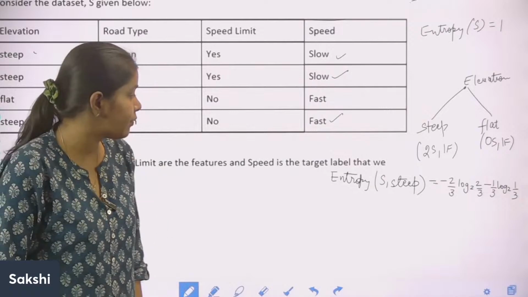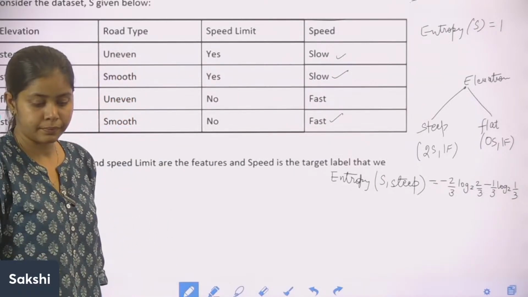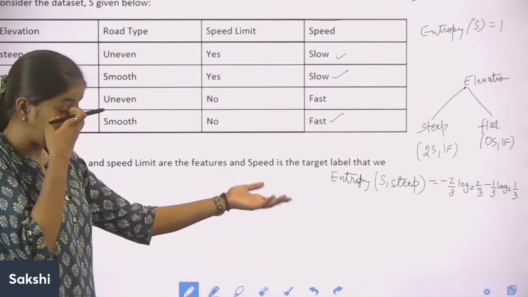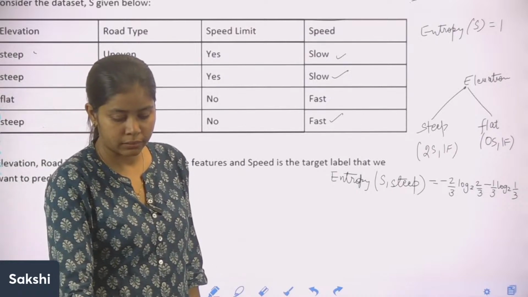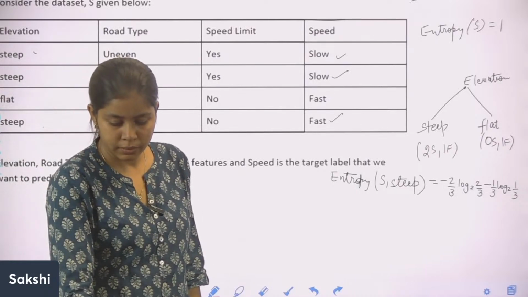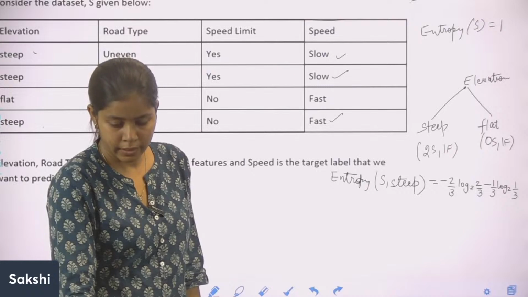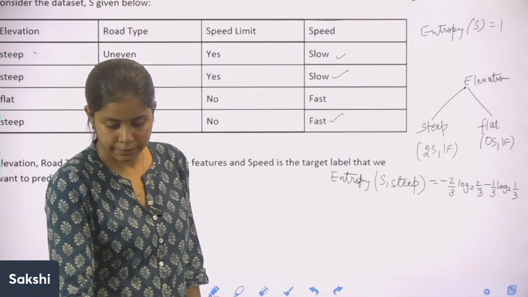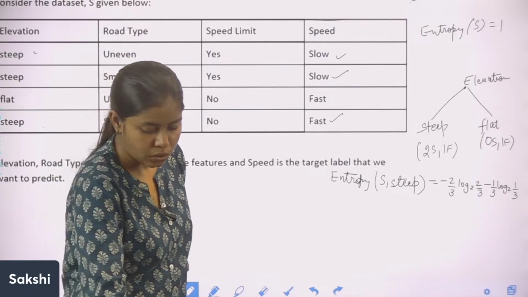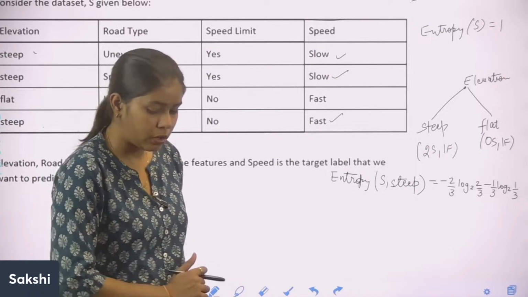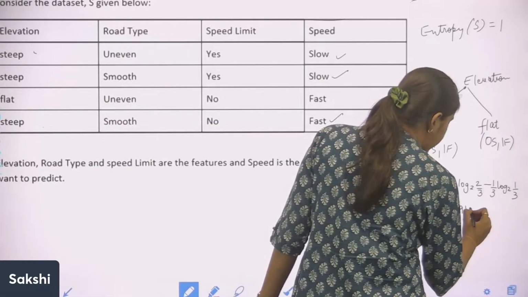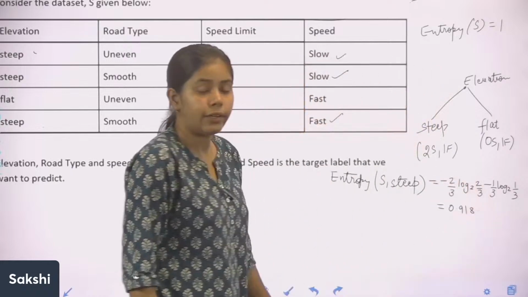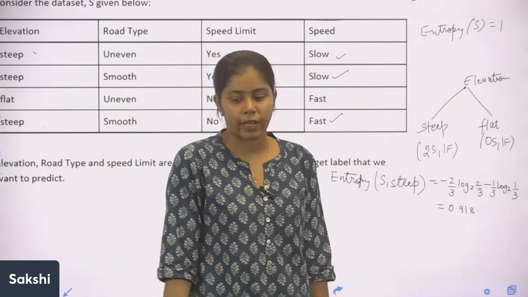Now let me know guys if this is clear. Can you use a calculator and let me know the answer? Because there is a calculation. Let me see if I have the calculation already done. On solving, you would get this value as 0.918. So that is your entropy for this particular steep value.